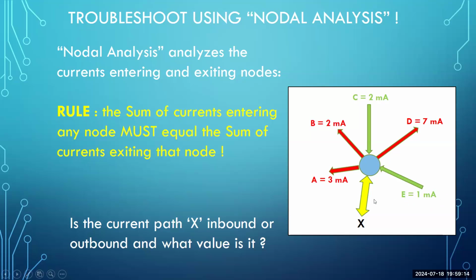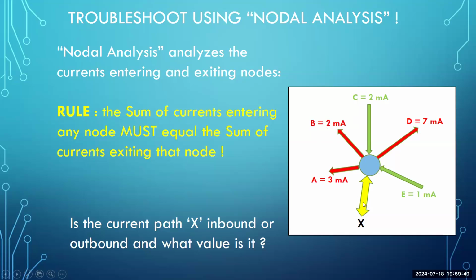There is one remaining path. I've labeled that as X, and I'm using a different color. And if you take a look at the arrow, whoa, is it pointing in or is it pointing out? It can only be one or the other. It cannot be both. Because the rule says the sum of currents entering any node must equal the sum of the currents exiting that node. So with a method that I'm going to show you in a moment, you'll be able to very quickly, very easily determine the direction of current flow in path X.